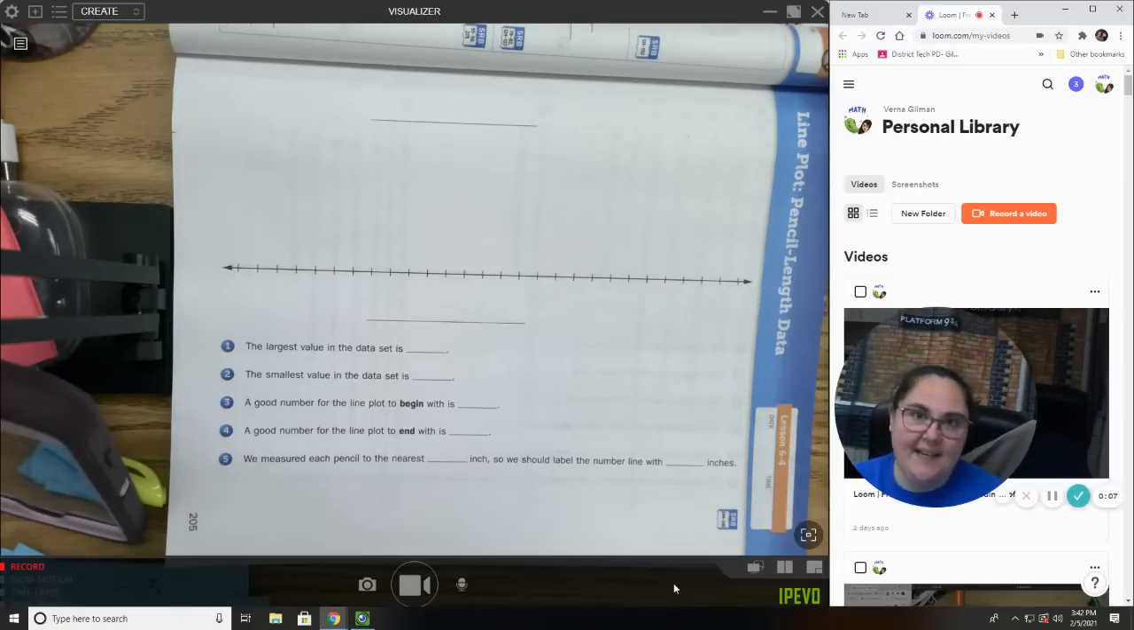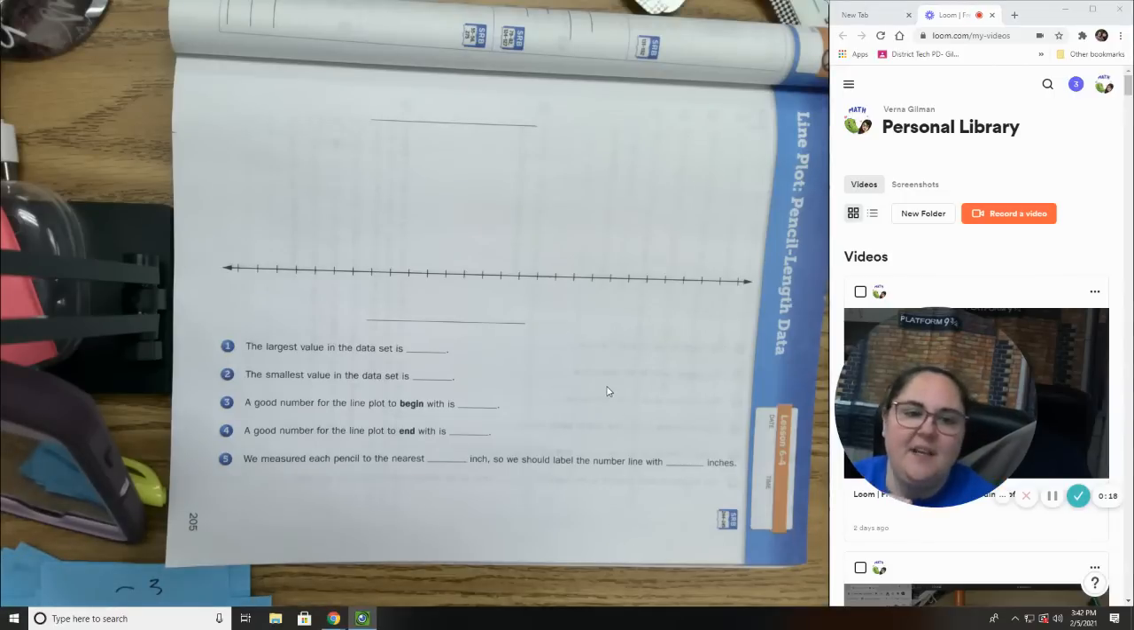So today's lesson is in your Everyday Math workbook. We're going to be in Student Journal number 2, volume 2, page number 205. And what we're going to work with today is something called a line plot.